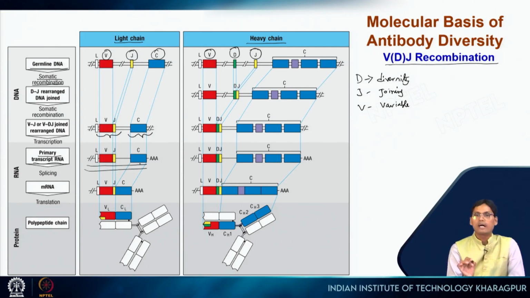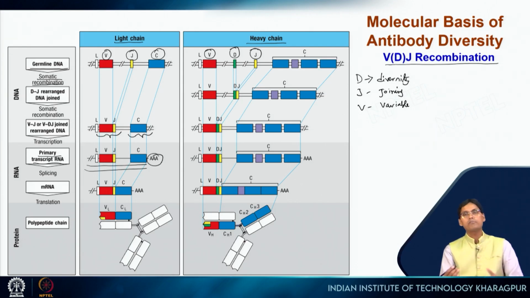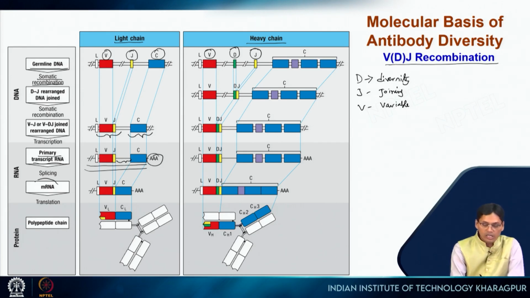Since it is eukaryotic RNA, it will have the poly A tail we are showing here. Then splicing will happen, so for example this portion is going away. After splicing, this is our mature mRNA. As you can see, V, J and C are continuously present. After translation, this is the translation step, you will get the polypeptide chain. What kind of polypeptide chain? The light chain of an antibody.